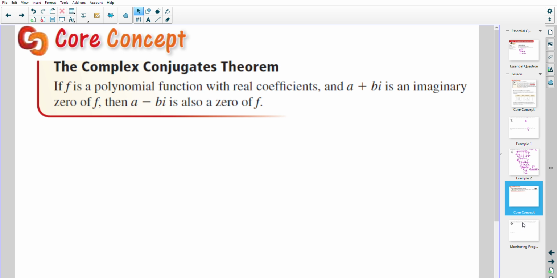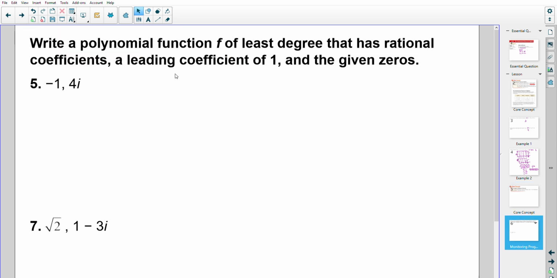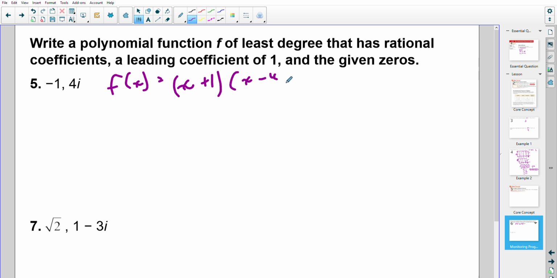When do you use it? You use it on problems like this, finding out what the polynomial is given the zeros. So I can say f of x is equal to x plus 1. Again, the zero would be negative 1, which matches that. x minus 4i and x plus 4i.